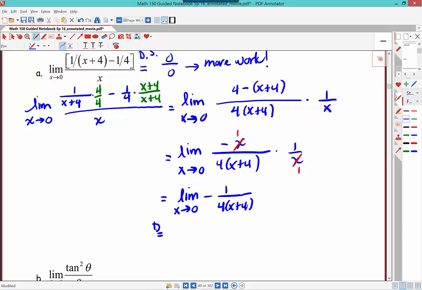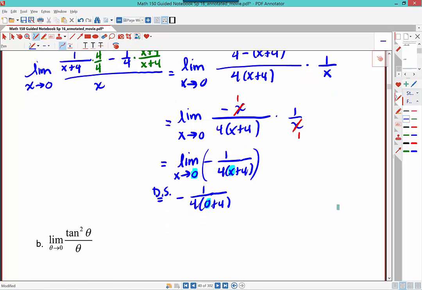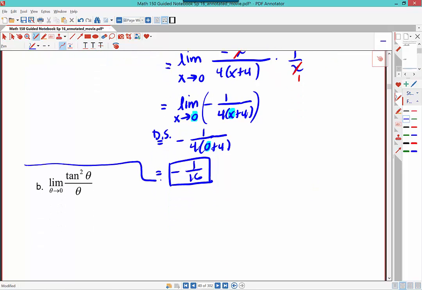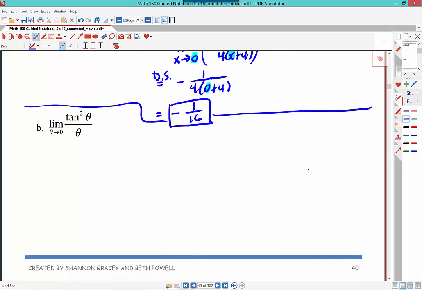And directly substituting x is 0, we will have negative 1 over 4 times 0 plus 4. So x was approaching 0, so I plugged that in there. And at the end of the day, we're left with, good, negative 1/16. How'd you do? Fabulous. All right, so now let's move on to this guy.